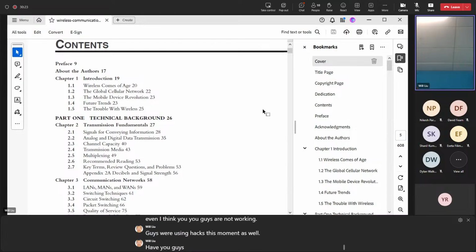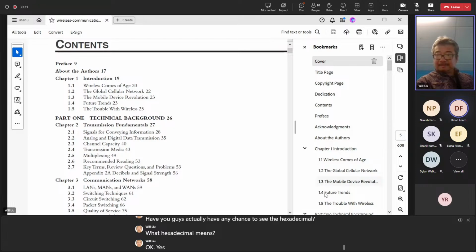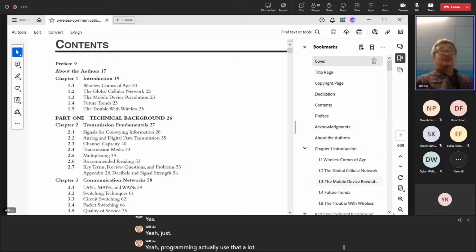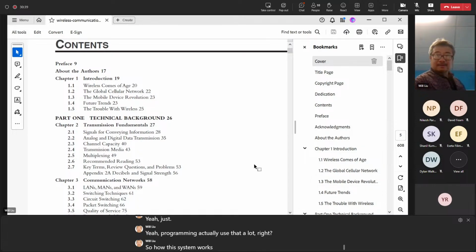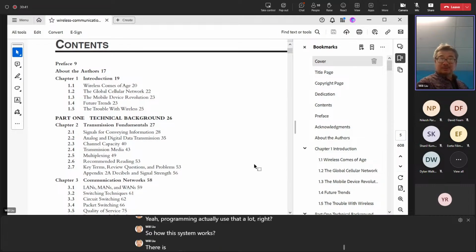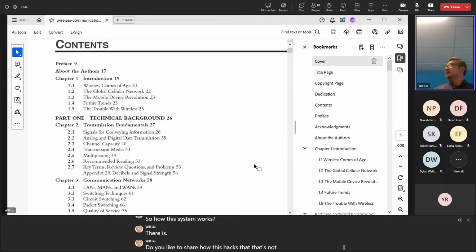Have you guys had any chance to see hexadecimal? What does hexadecimal mean? Yeah, we've used it in programming. Programming uses that a lot, right? So how does this hex system work? David, would you like to share how this hexadecimal system works? How many digits are in the hexadecimal counting system?